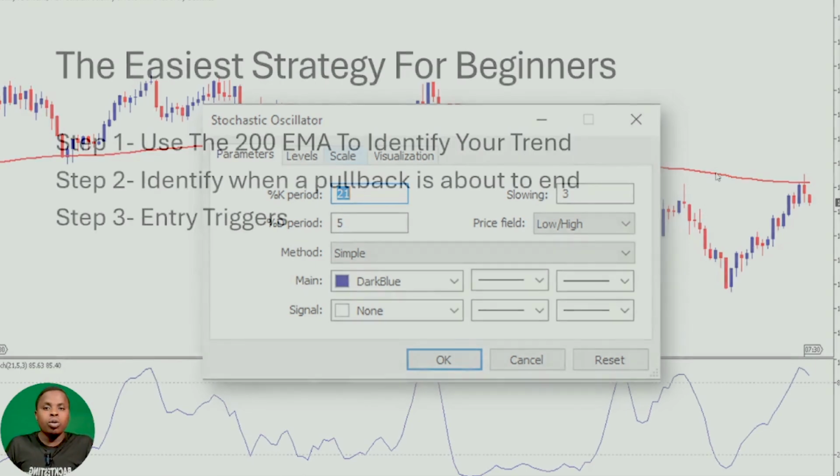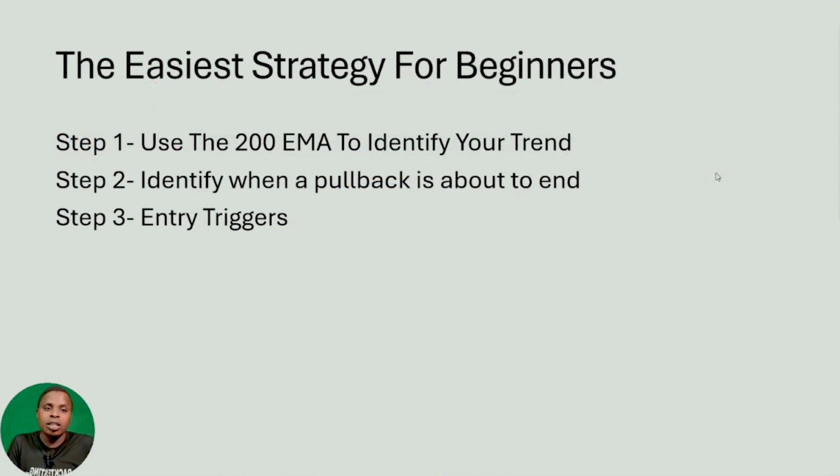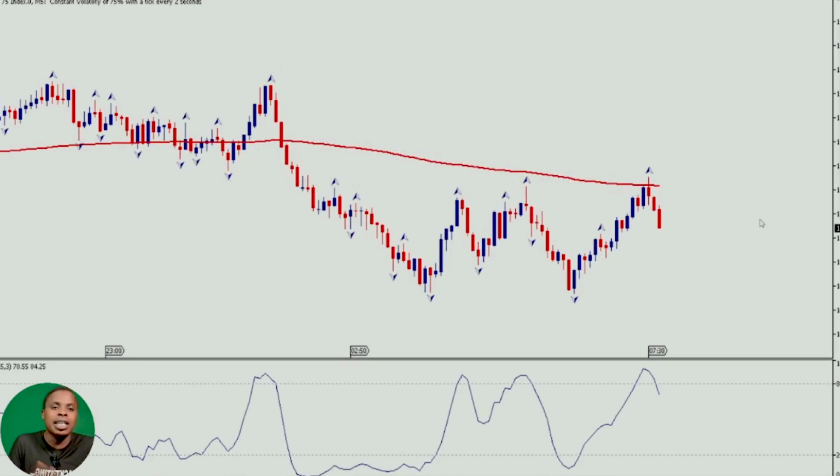Now we want to talk about the entry triggers. So we are going to add another indicator for entry triggers. We want to know the trend, we want to know when the pullback is about to end, and we want to know exactly when to enter the trade. To do this, we are going to add another indicator called Williams fractals, or just fractals. This indicator has no settings. When you edit, you can only change the color.